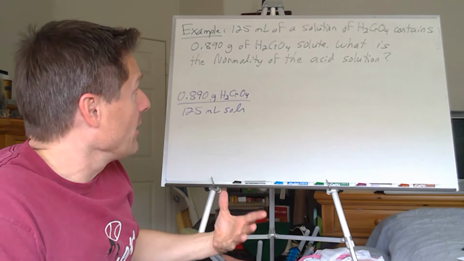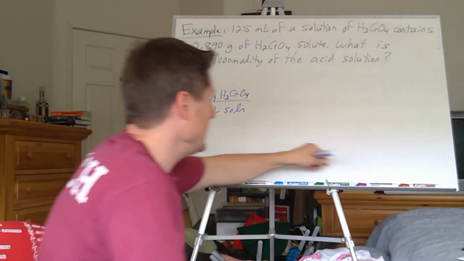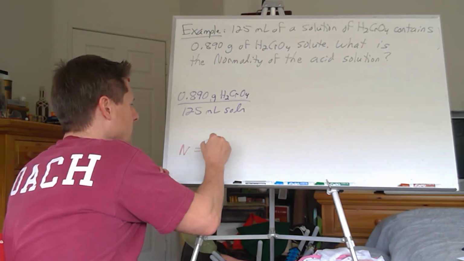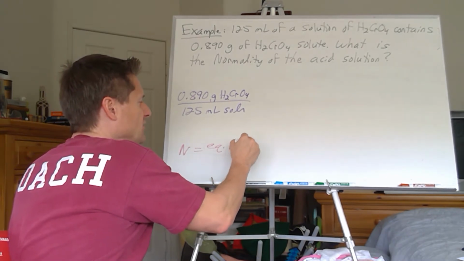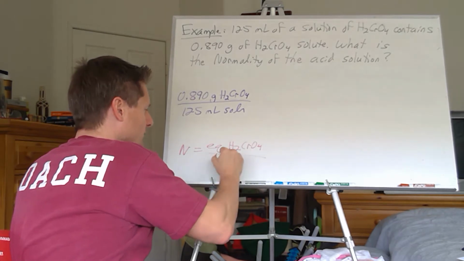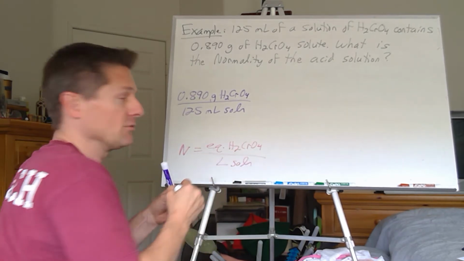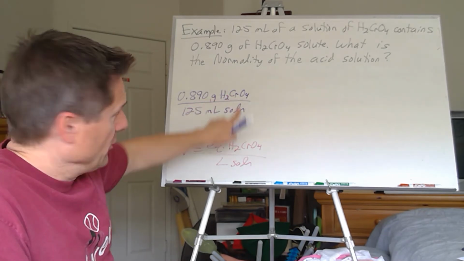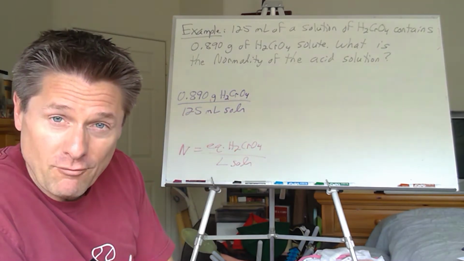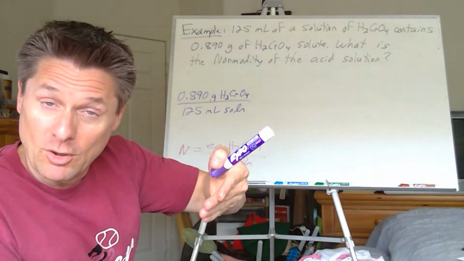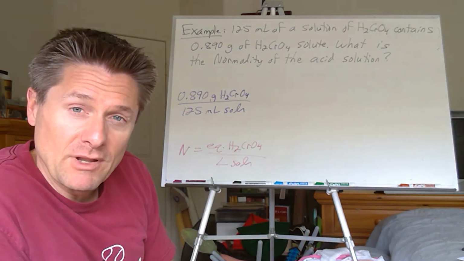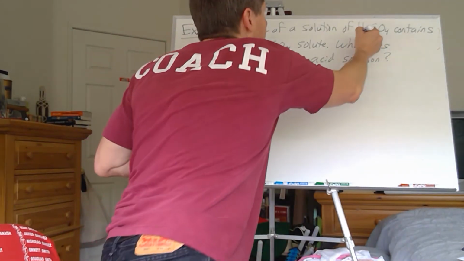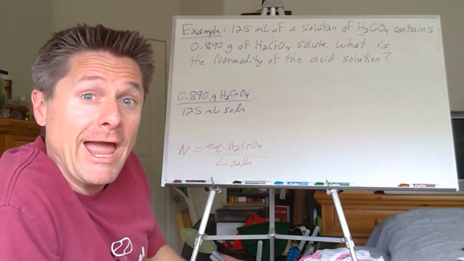We want normality, right? And normality is equivalents of H2CrO4 per liter of solution. Do you see that? So we need to convert grams of H2CrO4, the solute, to equivalents of H2CrO4: grams to moles, using molar mass, and then moles to equivalents using the formula. Is it a monoprotic, diprotic, or triprotic acid? Can you see it's a diprotic acid? Boom, 2 equivalents per mole.